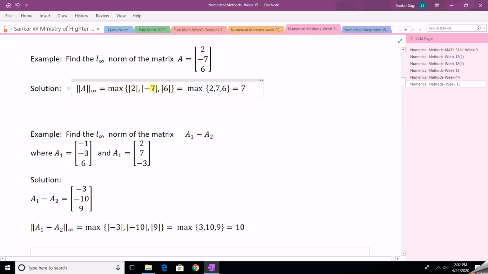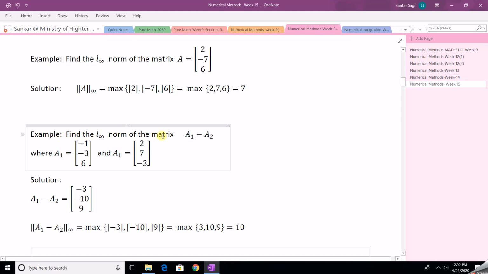So the maximum of 2, 7, 6 is equal to 7. So for this column matrix, the L infinity norm is 7. Similarly, you can look at this example.